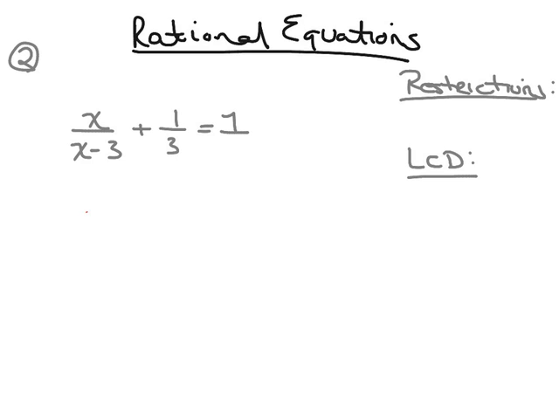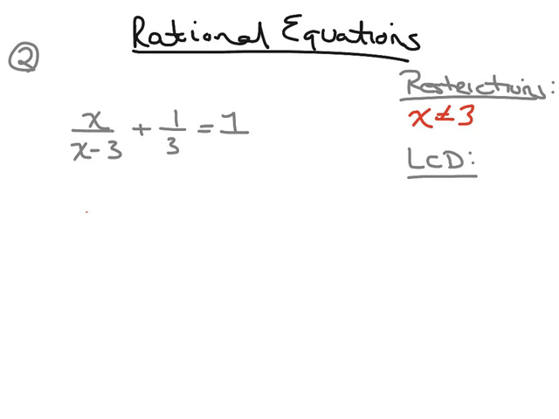Right, example number 2, we've got x over x minus 3 plus 1/3 is equal to 1. First thing we need to do is start with our restriction. Remember again, can't have 0 in the denominator. And the restriction in this case is going to be x cannot equal 3. That's because if I replace x with a 3, 3 minus 3 would result in a 0, and I can't have 0 in the denominator. So, 3 is our restriction.